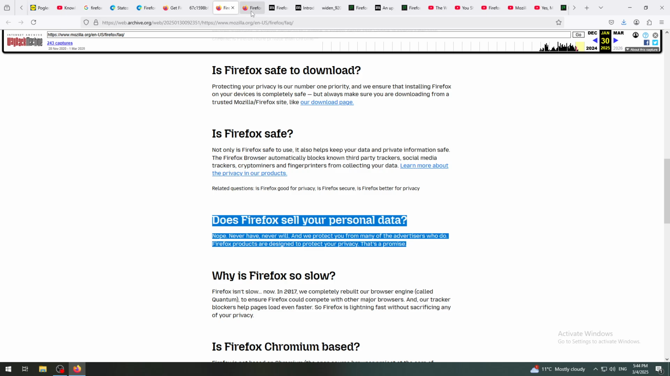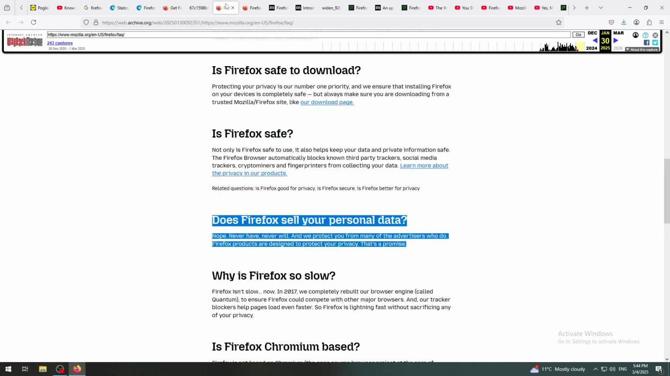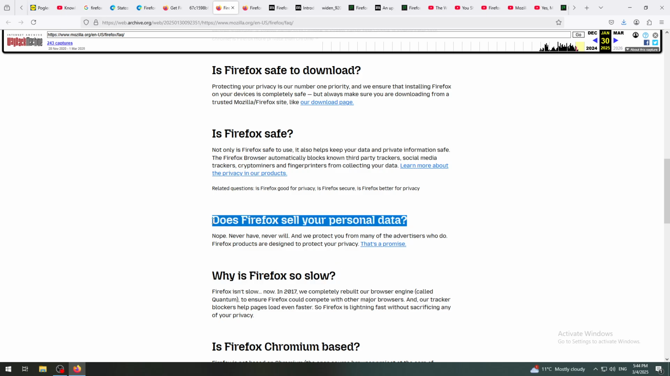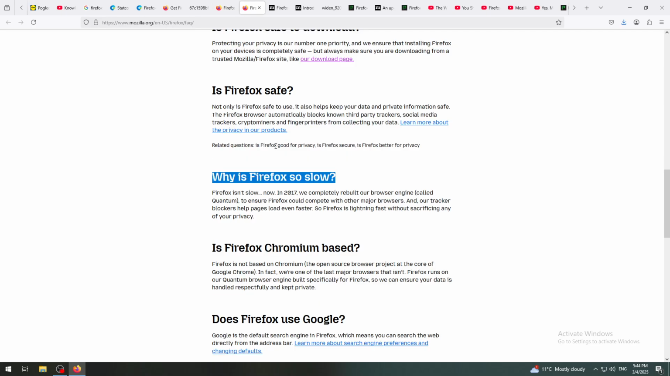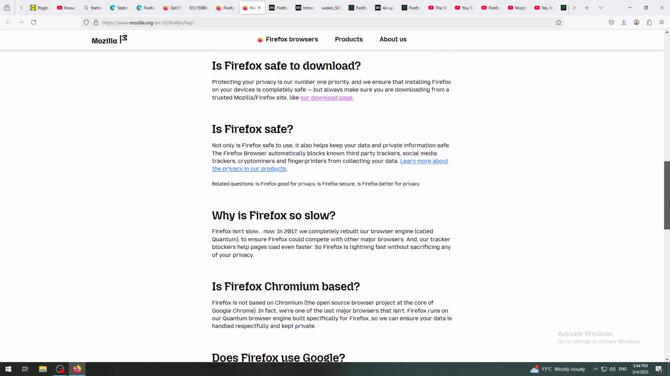Okay, I have that question, but below I have "Why is Firefox slow?" Okay, here it is. But between those two questions, "Is Firefox safe?" and "Why is Firefox so slow?", there was another one: "Does Firefox sell your personal data?" But today we don't see it, it's not there anymore. So they removed it.